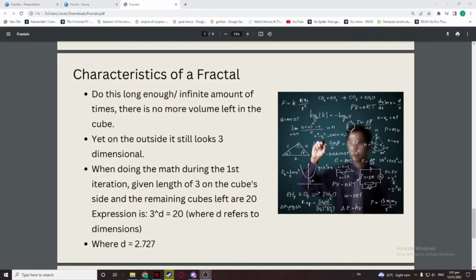When doing the math during the first iteration, given the length of 3 on the cube side, and the remaining cubes left are 20, we are given the expression 3^d = 20, where d refers to dimensions. When we do simple iteration in order to get the value of d, we get d = 2.727. Given this, the dimension of this cube is in between two-dimensional and three-dimensional, even though it looks from the outside as a three-dimensional shape.